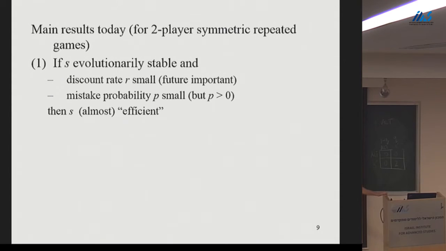Mistake probability means every period there is probability P of a mistake, IID over periods? Yes, that's the model. Again, I'll make that more precise in a minute. So I'm going to state these results more carefully later. This is the very informal statement.